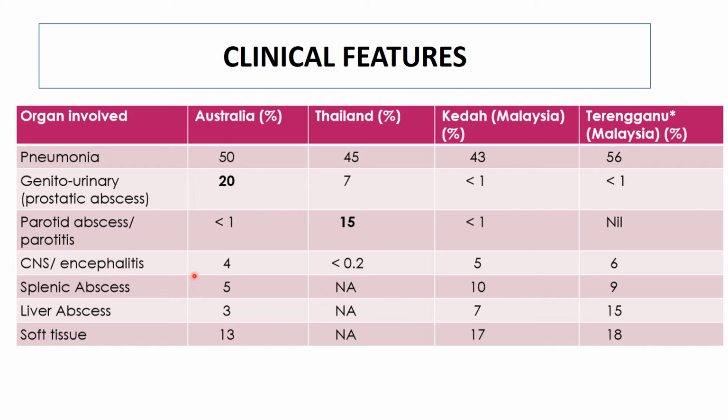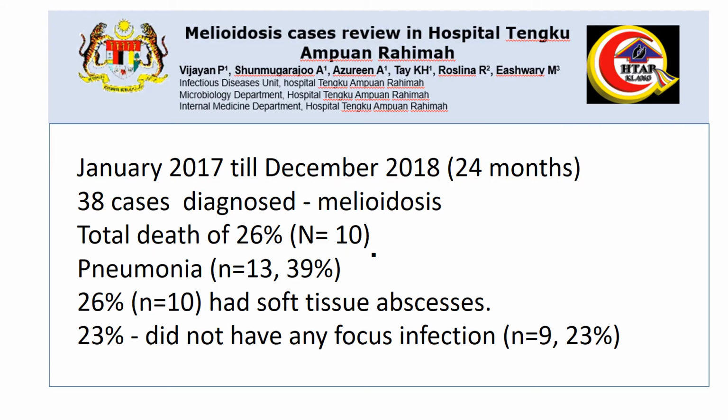Now let's look at splenic abscess. Yes, Kedah and Terengganu seem to have lots of splenic abscess, and also liver abscess. Both these states have given a lot of data on that. And soft tissue abscesses seem to be pretty much the same across the countries.